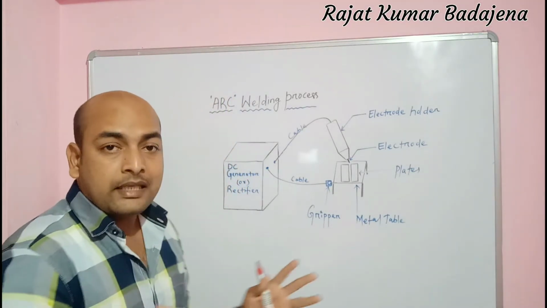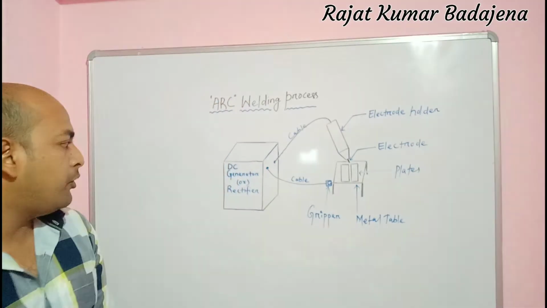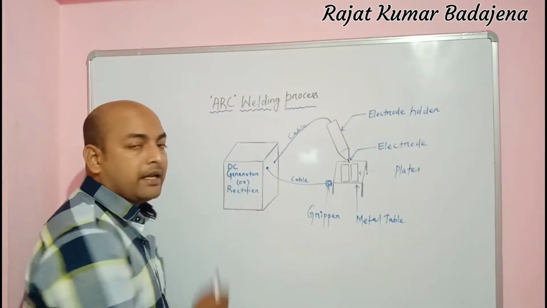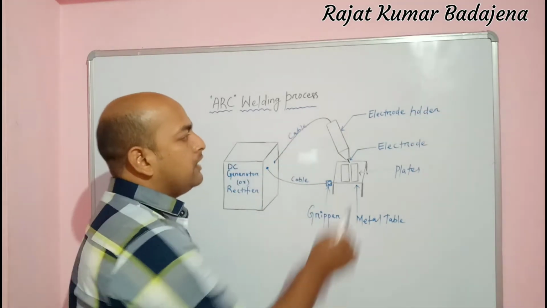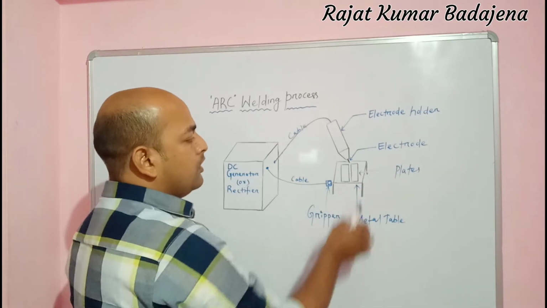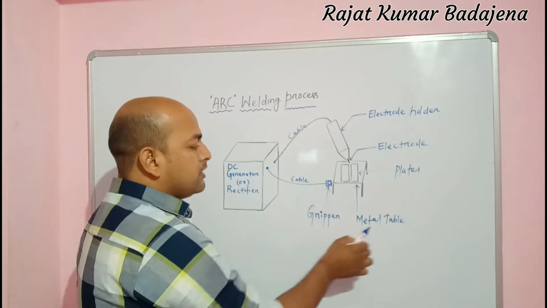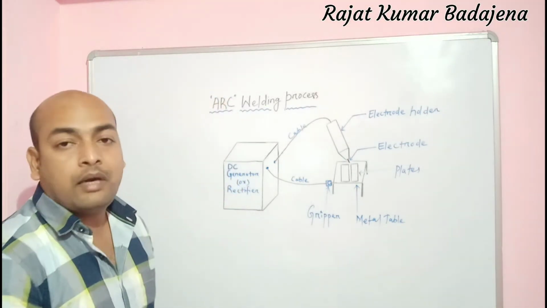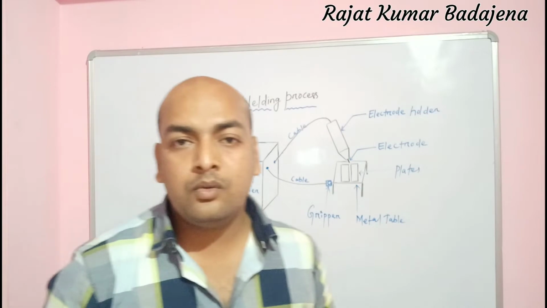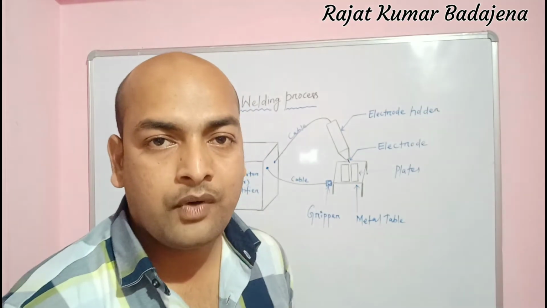Okay, so what are the components of an arc welding process? You can see in this figure, the components are a DC generator or a rectifier. Second, the cables and the electrode holder. Electrode, this is the workpiece, or you can say the plates. This is the gripper. This is the metal table. Okay, so what are the functions? How does this whole system work or function?